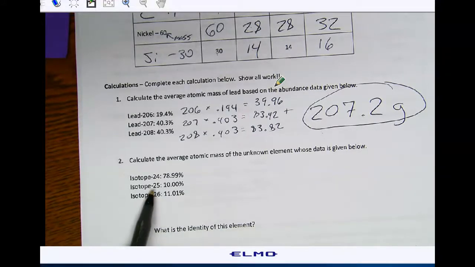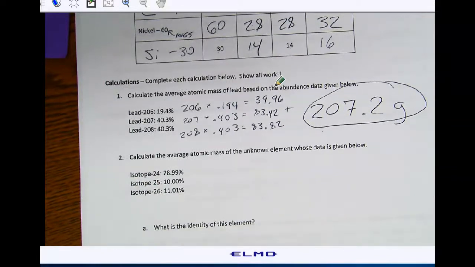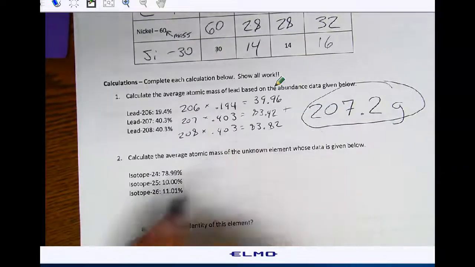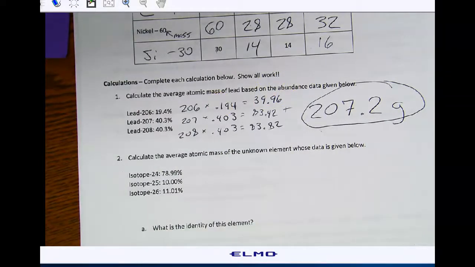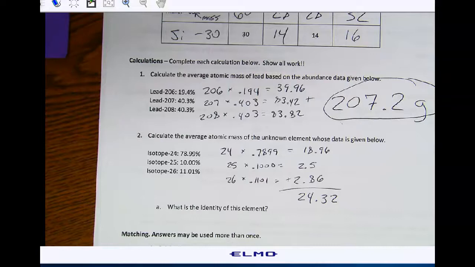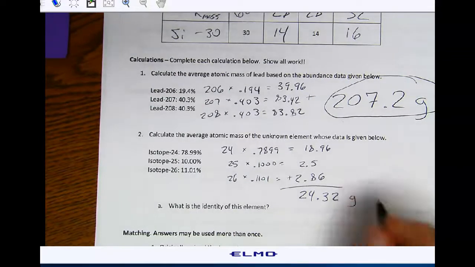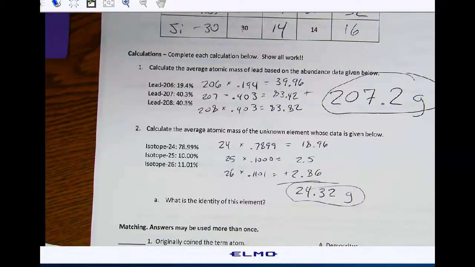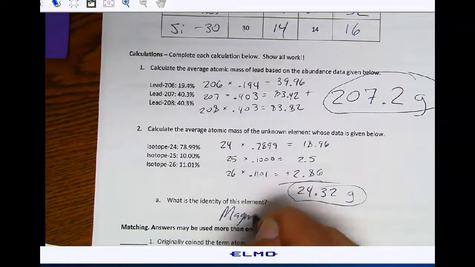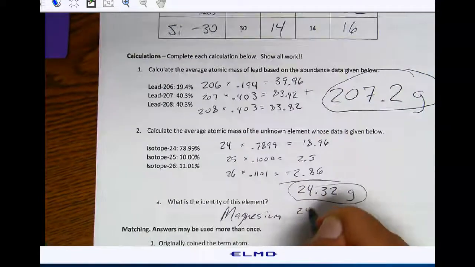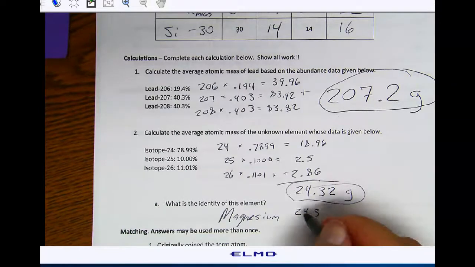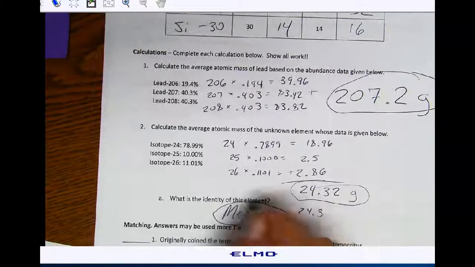In this next question, I have to determine the isotope. What is this? What element is this? Okay, so I have to do the same steps. So I'm going to fast forward a little bit. Okay, after fast forwarding a little bit, I got my final answer to be 24.32 grams. Now, my next question says, what is the identity of this element? Well, do I have any element that's pretty close to 24.3 grams? Well, looking at the periodic table, magnesium weighs 24.3. That's pretty spot on. So the answer here is magnesium.